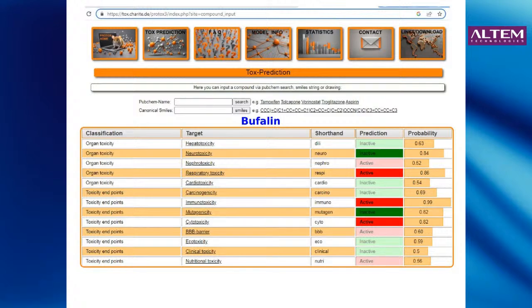It can predict the systemic as well as the cellular level toxicity of the compounds that you are plugging in. For example, in this screen you are seeing that the bufalin has a high risk for respiratory toxicity, immunotoxicity, and cytotoxicity. But fortunately, in our cellular assay, it did not have much toxicity to the MARC-145 cells, which are derived from pig lung tissue. It is an alveolar macrophage derived cell line.